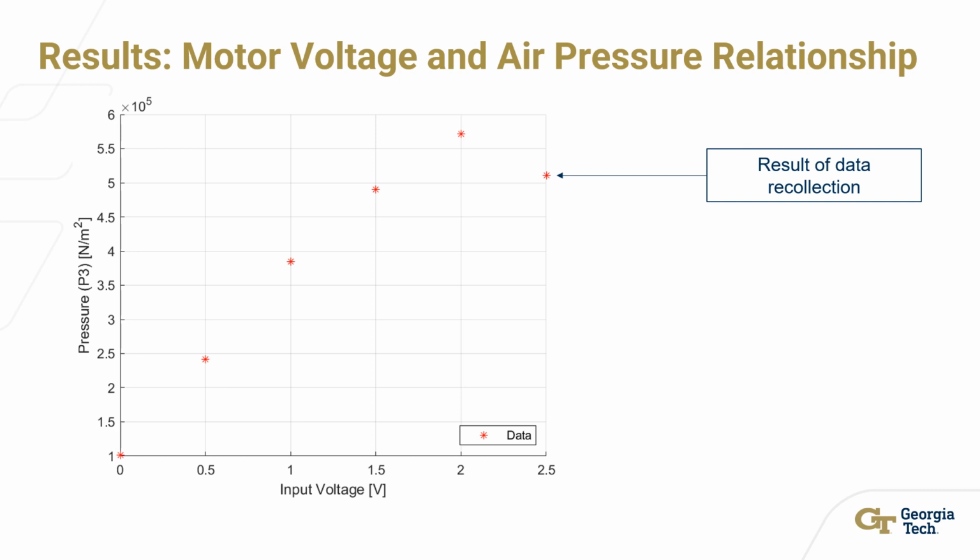This anomaly can be attributed to the recollection of faulty data collected in our first round of testing. This change may be a result of alterations in the testing environment, such as the atmospheric pressure or possible system leaks.